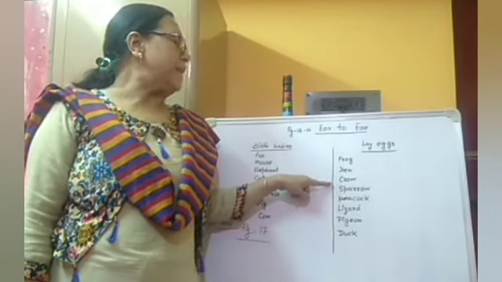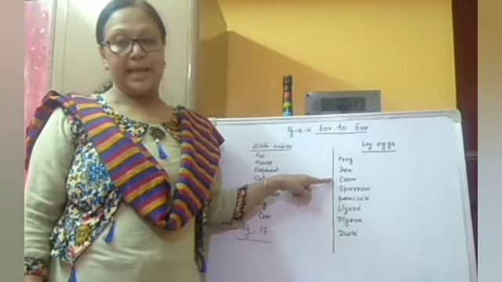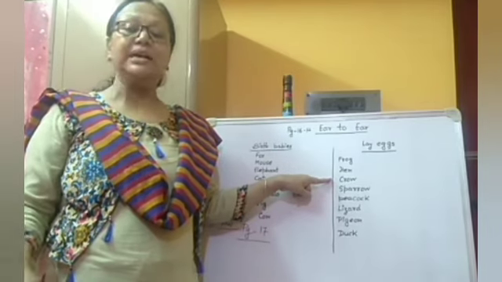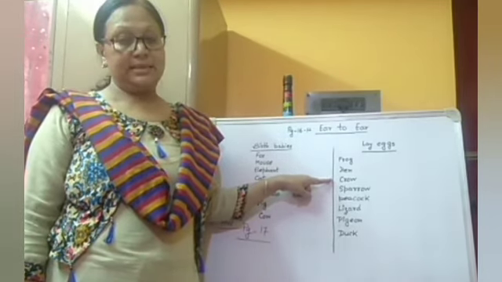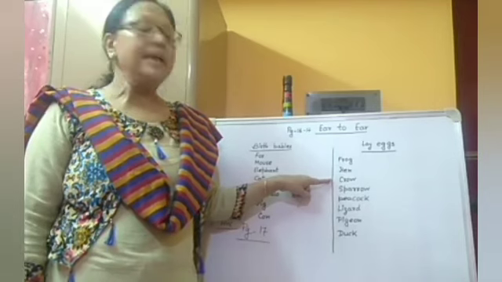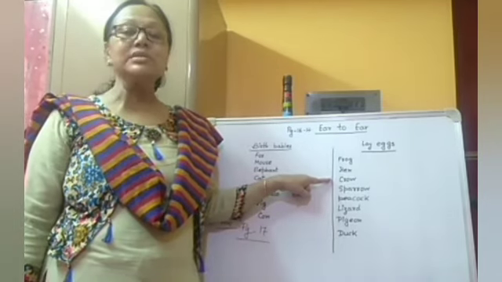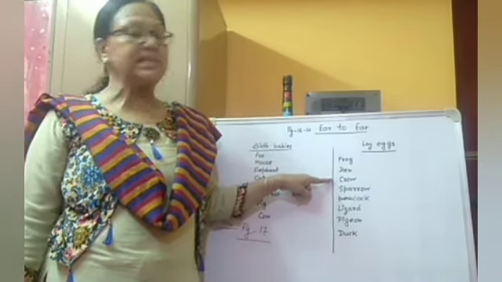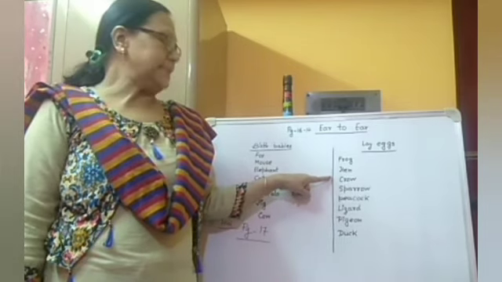Now crow is also a bird. The same feathers covering its body, and it has hidden ears and it has hollow bones. Whatever the bird's features, the crow also has that.